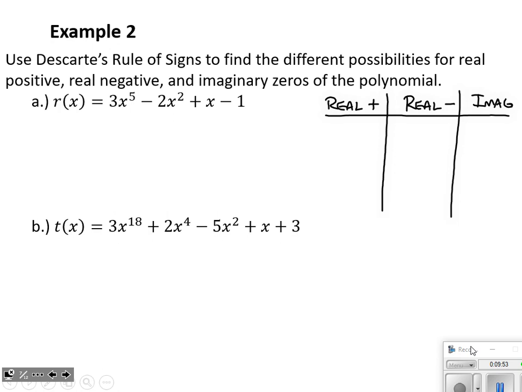All right, so first, in letter A, let's look at the sign changes now. I've got a positive 3x to the fifth. When I move to the next term, there's one sign change. Then I go from a negative 2x to the second to a positive x, there's a second sign change. From a positive x to a negative 1, there's a third sign change. So positive zeros, I could have 3, or I could have 1. We counted down by 2, and then obviously we can't count down by 2 any further.